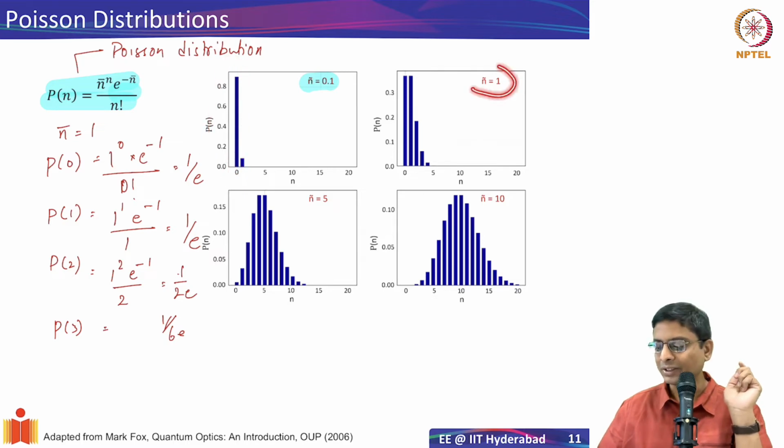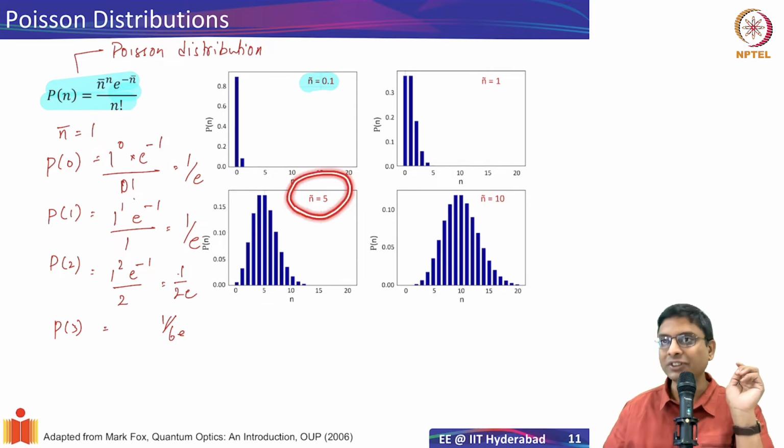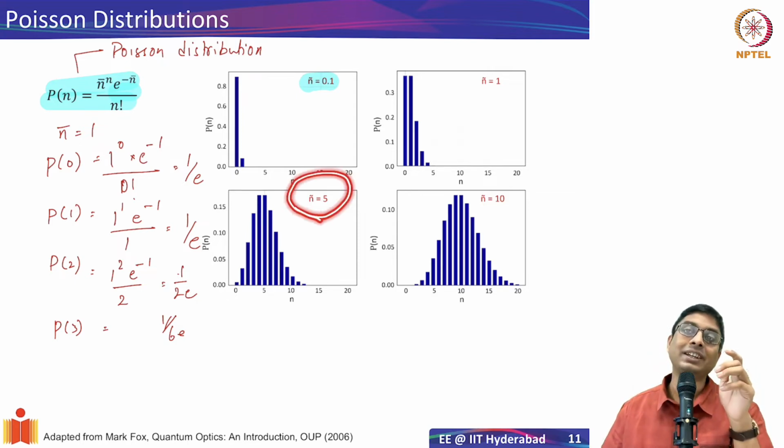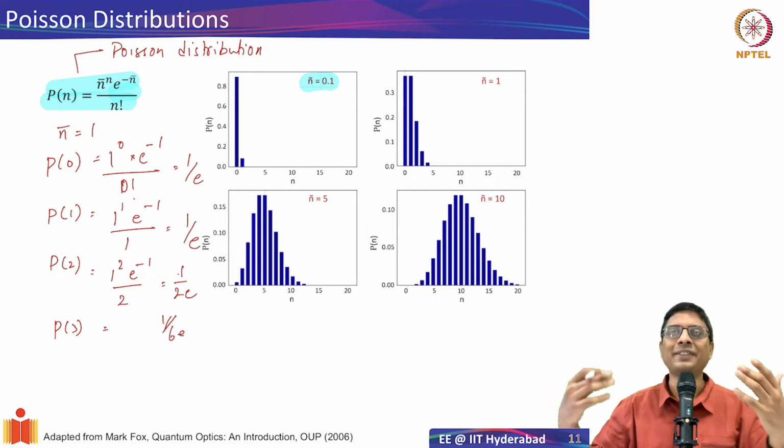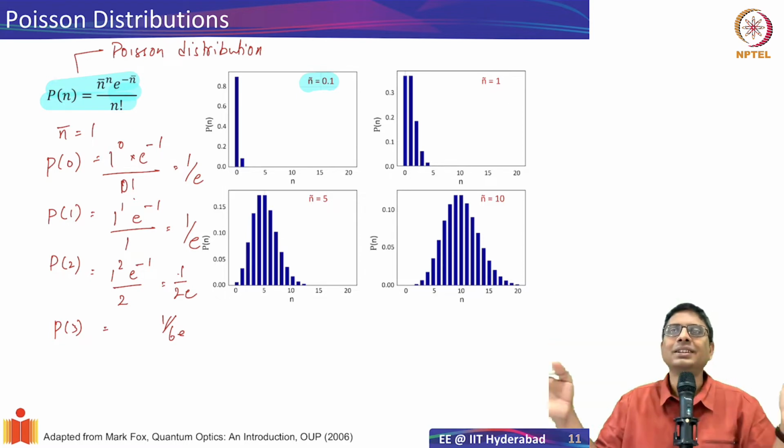But the moment you go to 1 photon, you saw that 1 over e, and then it quickly reduces: 1 over 2e, 1 over 6e, and even smaller. 4 times 3 times 2 is 24, so 1 over 24e and so on. The probability drops quickly. And now if you go to, let's say, an average number of photons of 5, this is a case where you are taking a larger line segment. That means the average number of photons in that segment is large.